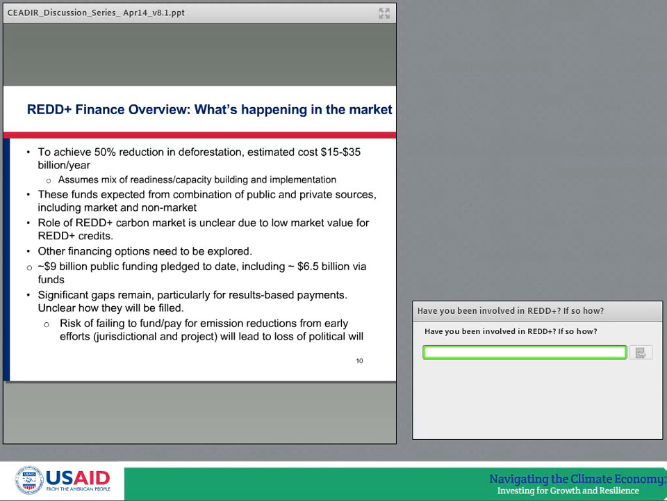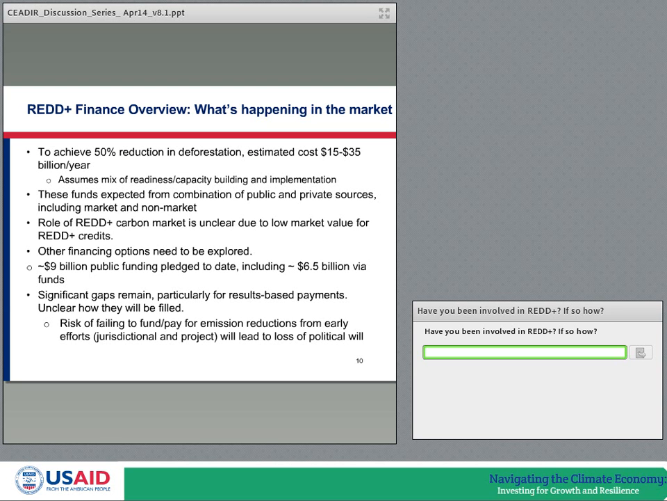So as Eric was saying, REDD stands for reducing emissions from deforestation and degradation. That's the first REDD. And then the plus side of REDD refers to conservation of forests, sustainable management and enhancement of carbon stock. So that's the plus side of REDD+.